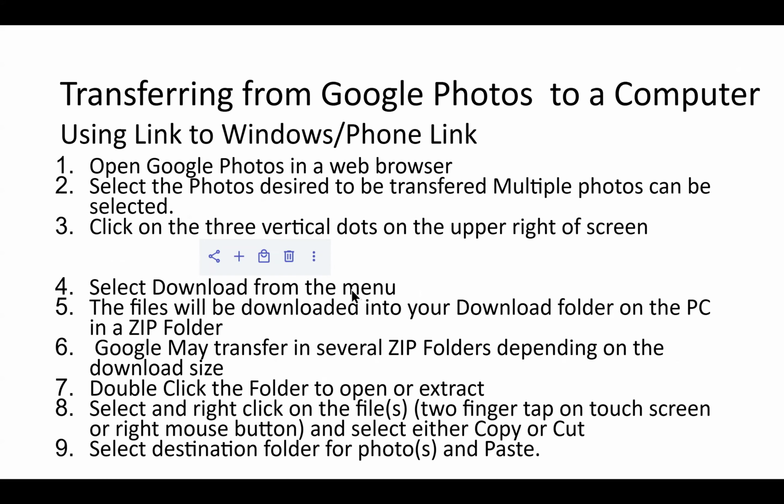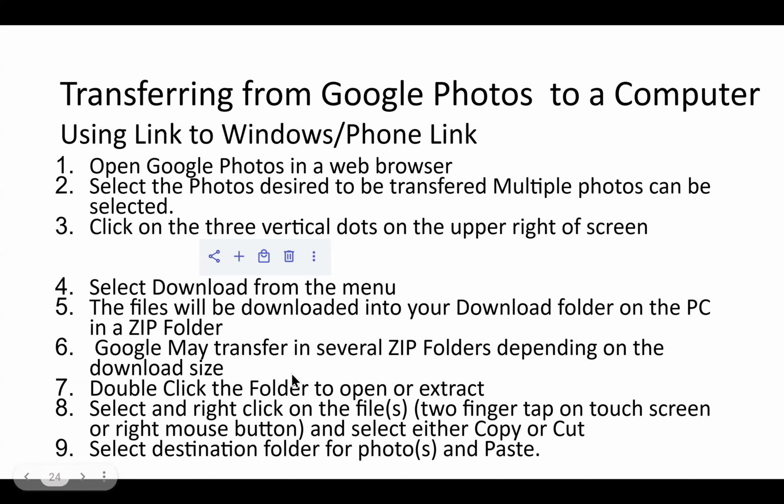This will download an individual folder and put it in your download folder on your PC in a zip folder. Now, using this, you can also select multiple photos, and it'll zip them all up into that one zip folder and download it to your download folder. You double click on that folder in your download, to open or extract the photos where you want to, then save them where you like to have them.